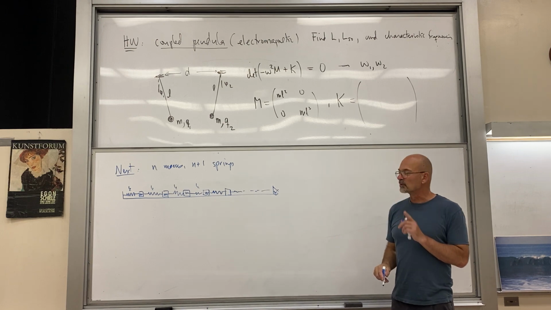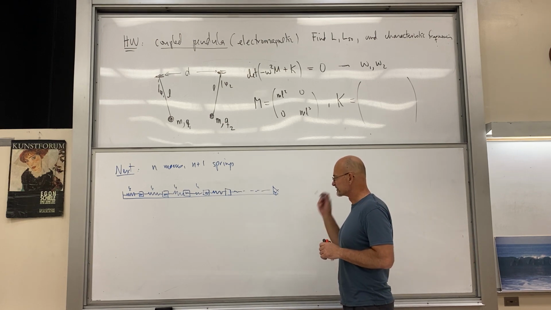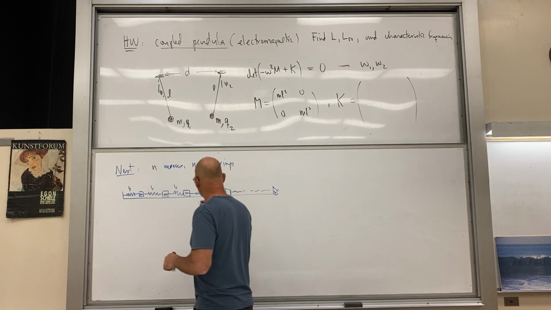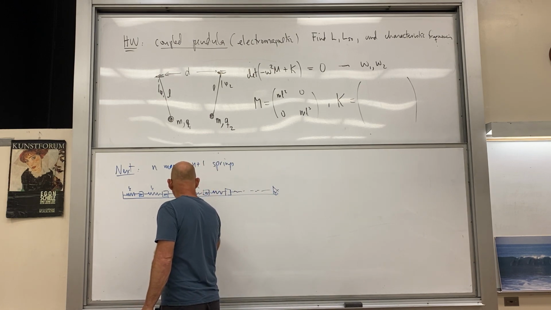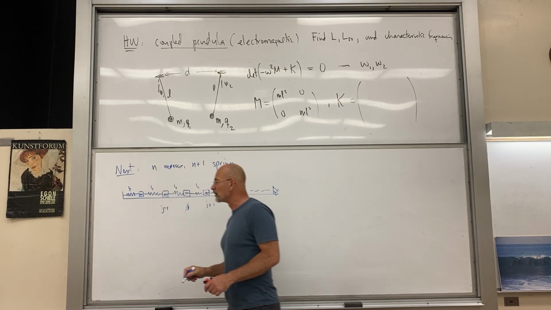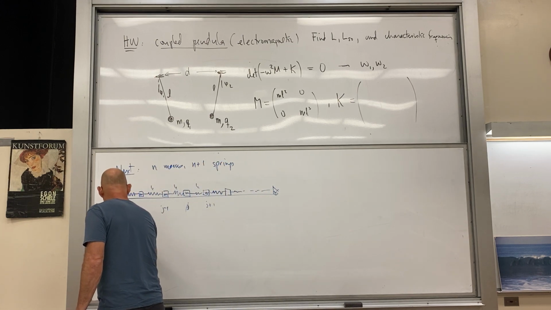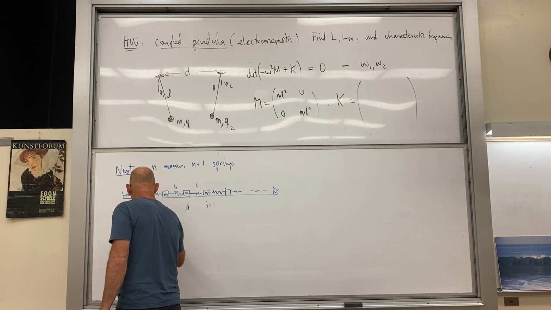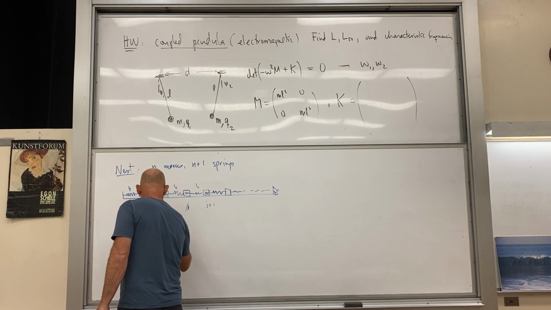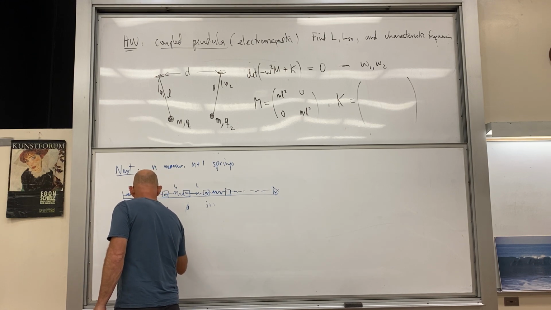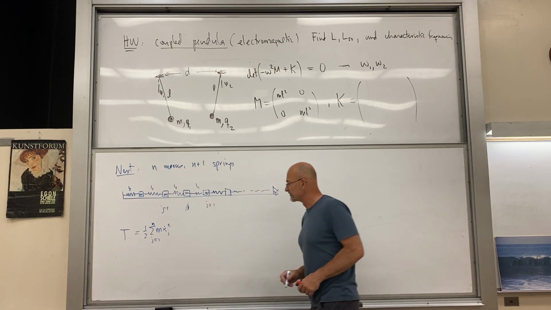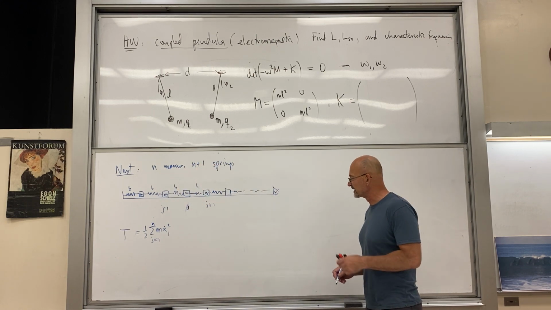So we want to find a Lagrangian for this system here, n springs. So what we have to do is call this, say, the jth spring, j plus 1, j minus 1. And for the kinetic energy, T is just 1/2 sum over m xj dot squared, j equals 1 to n. So there's our kinetic energy.